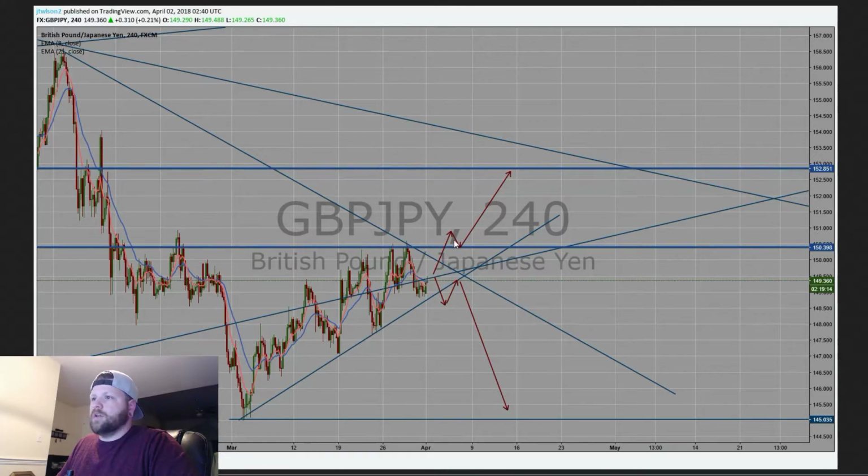So yeah, we're just waiting for either a rejection of, or a break and then a retest of this level, or a break and a retest of this trend line to sell or to buy respectively. That's what I see with GJ this week. Let me know if you have any questions.